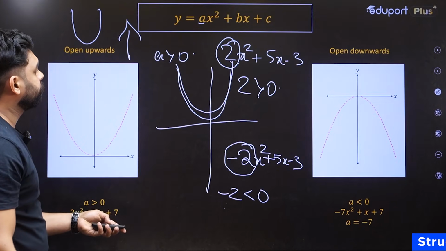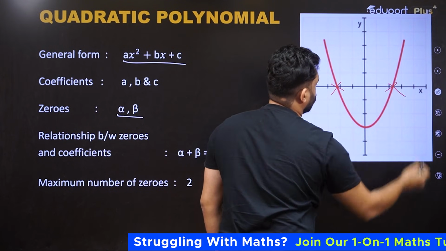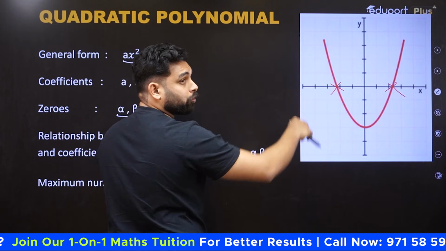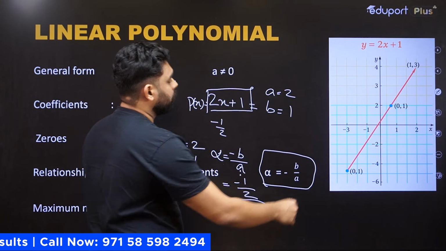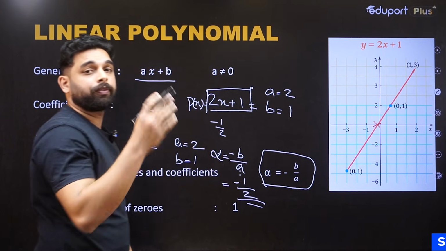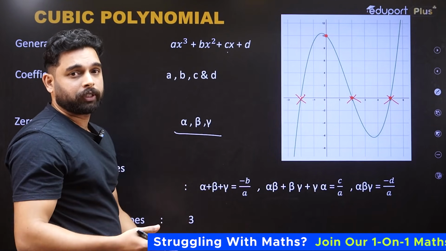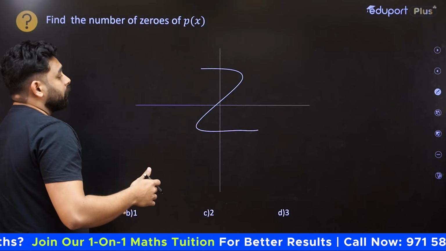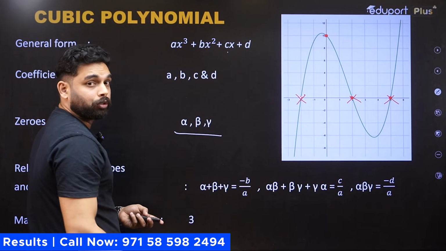So in the previous case, in the case of a quadratic equation, the number of times the graph intersects the x-axis is 2, that is, the maximum number of zeros will be 2. So what will it be in the case of linear? Here it is a straight line, intersecting only one time, so the maximum number of zeros will be 1. So by looking at the graph, you can conclude that to find the number of zeros, just look at how many times it is intersecting the x-axis.